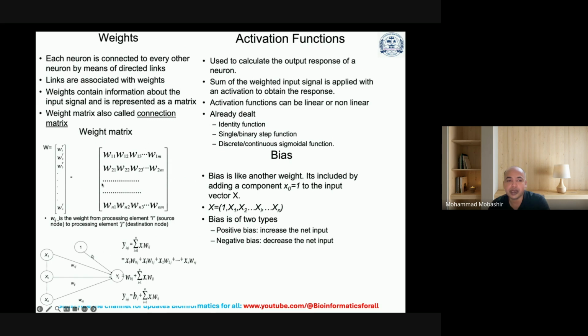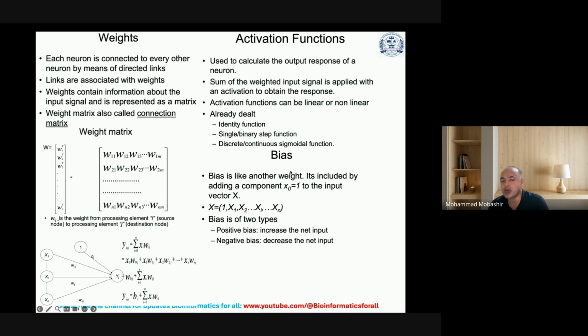So this is the weight matrix, and this Wij is the weight from processing element i. And then the mathematical equations could be written here. Then activation functions are used to calculate the output response of a neuron. The sum of the weighted input signals is applied with the activation function to obtain the response. Activation functions can be linear or non-linear. So what you can understand here: identity function, single binary step function, discrete; these things we have discussed.